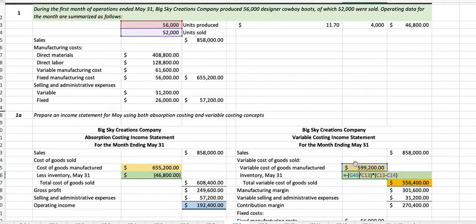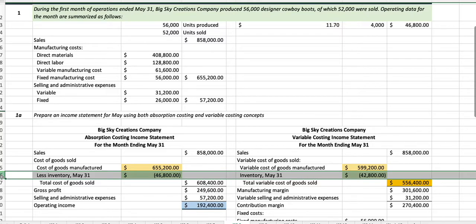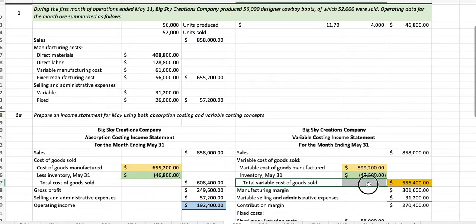And why is that? Well, I have my variable cost of goods manufactured. I divide it by how many units I produced, and then I multiply it by my 4,000. That tells me that my inventory that is left over at the end of May is 42,800. Now the difference here is the fact that I didn't pick up the fixed manufacturing costs. Fixed manufacturing costs are here, but they're not here. So my total variable cost of goods sold is $556.